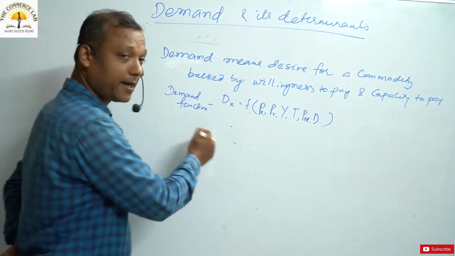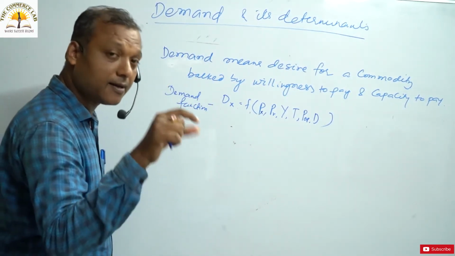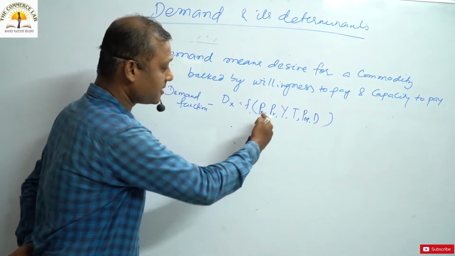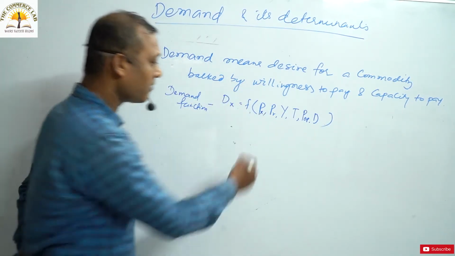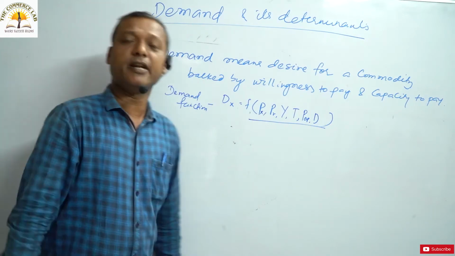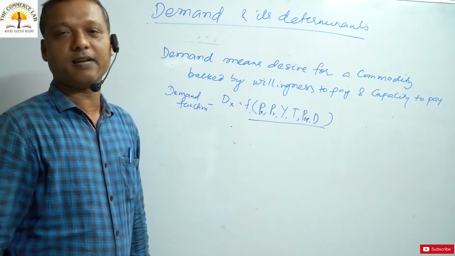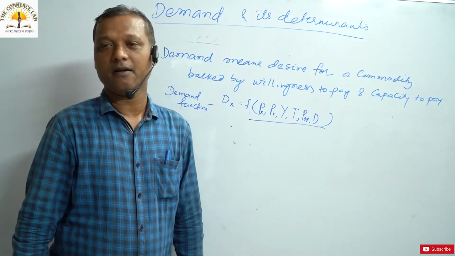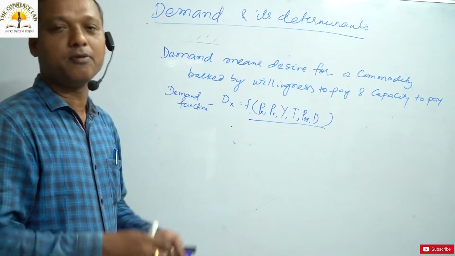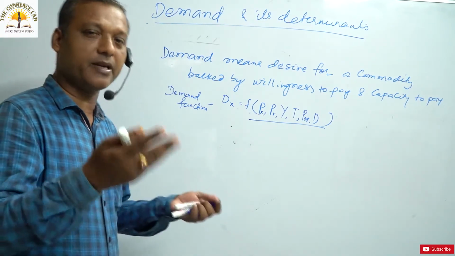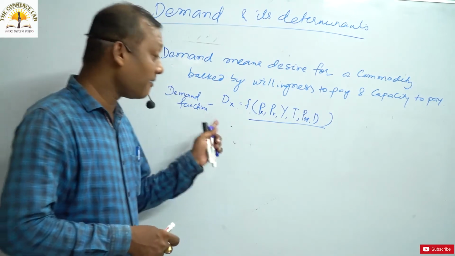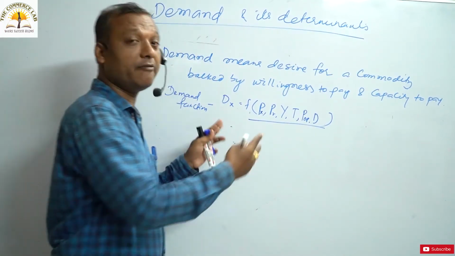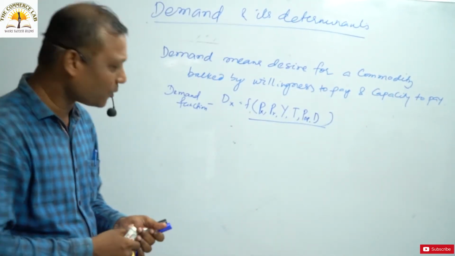Are you clear? I am repeating. Demand function is a functional relationship between demand on one hand and the factors that influence it on the other side. We have seen that demand is influenced by many factors. Demand is not influenced by a single factor. It is a multi-factor influence. We are purchasing our items in our day-to-day life. We go to the market to purchase many things. You should understand that our demand, our quantity is influenced by many factors that I have written.